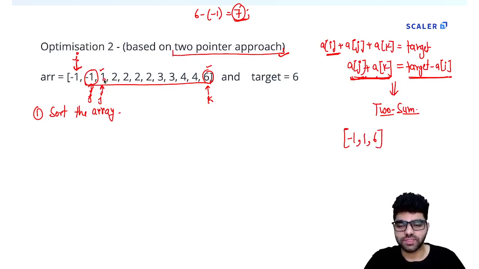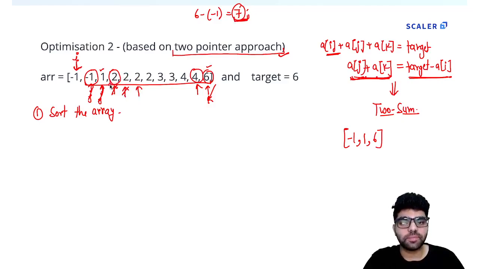Now we have considered the value of j and k. Increase j and decrease k. Again 2 plus 4, array of j plus array of k. 2 plus 4, it is 6, but I was looking for 7. So the value is less than 7. Then I need to increase j. Again 2 plus 4, this is going to be 6. Less than 7, I need to increase this.